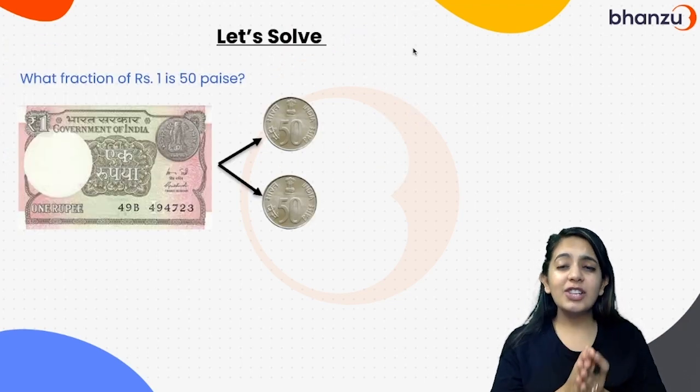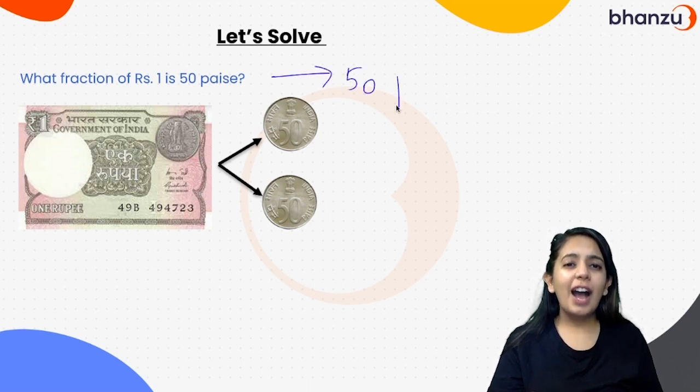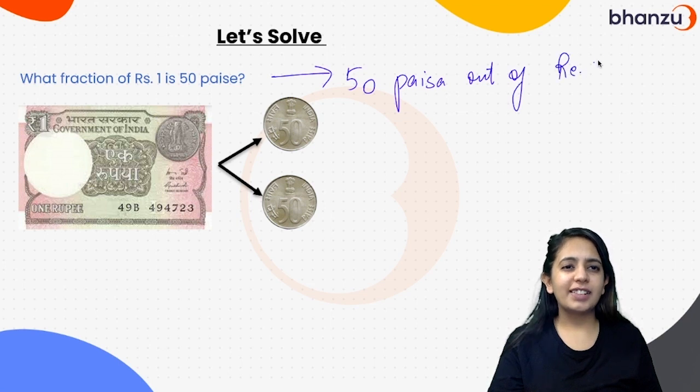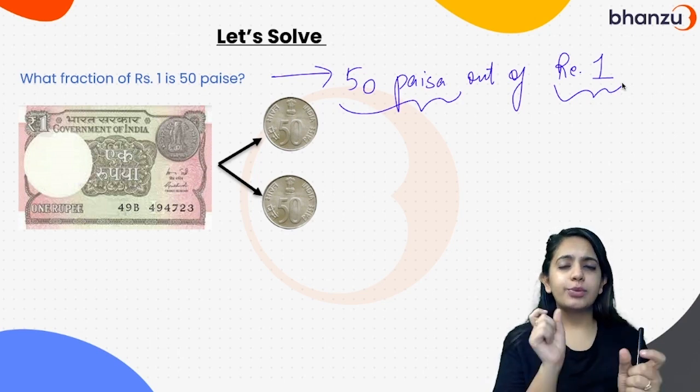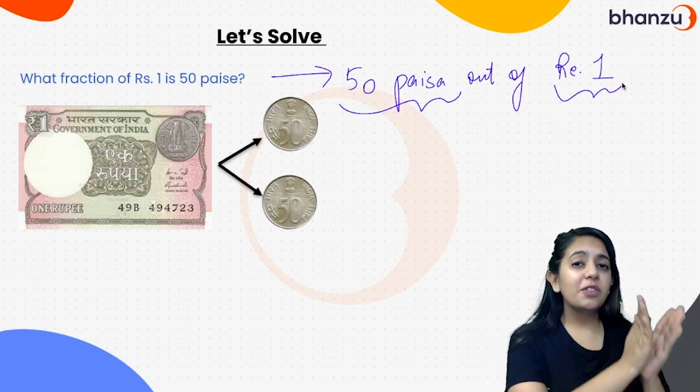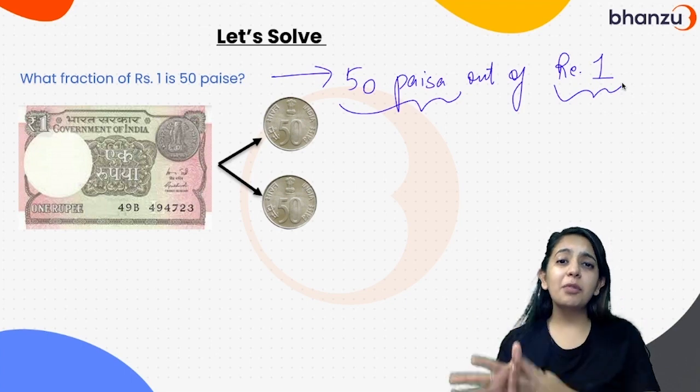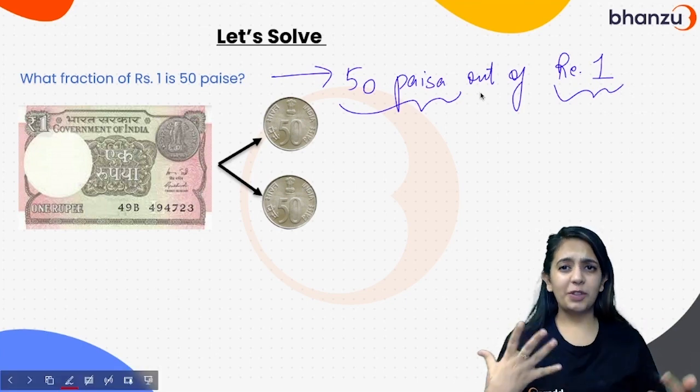The question is, what fraction of rupee 1 is 50 paisa? That means I am asking you how much is 50 paisa out of rupee 1. But here this is in paisa, this is in rupee. In order to write a fraction, you have to use the same unit. Either you have to convert both of them into rupees or you have to convert both of them into paise. So let's convert both of them to paisa.